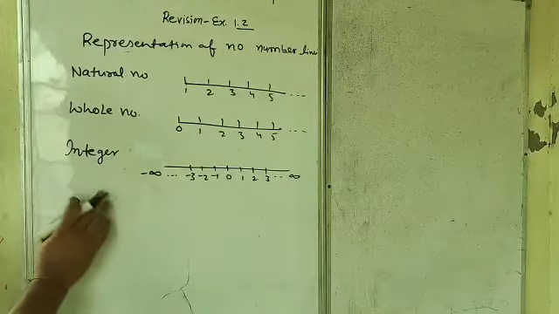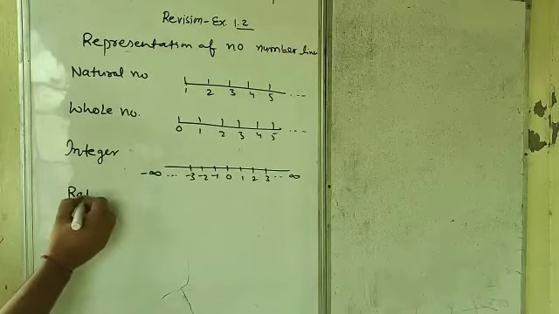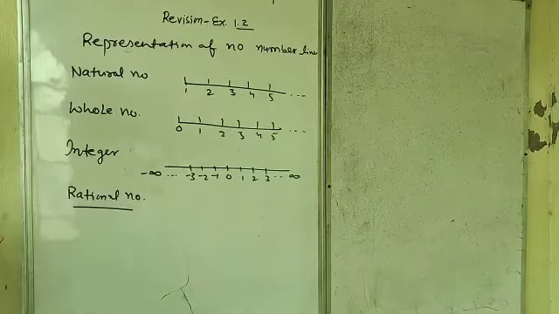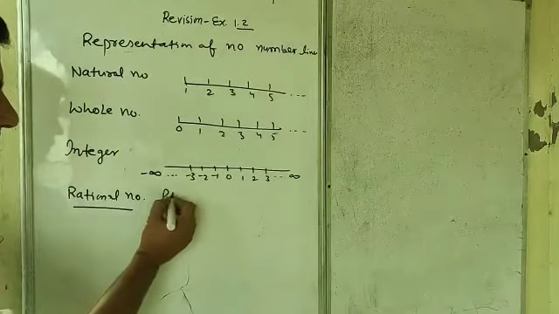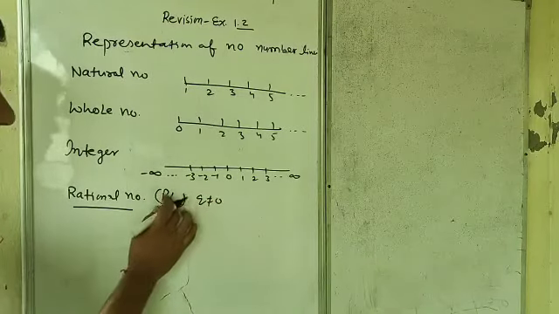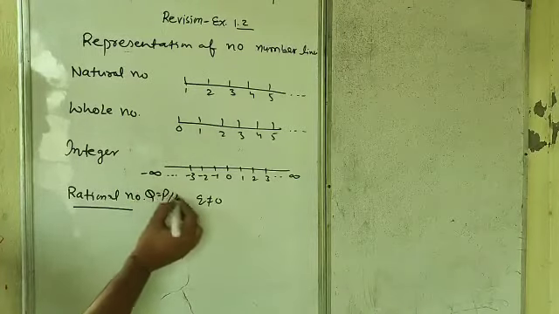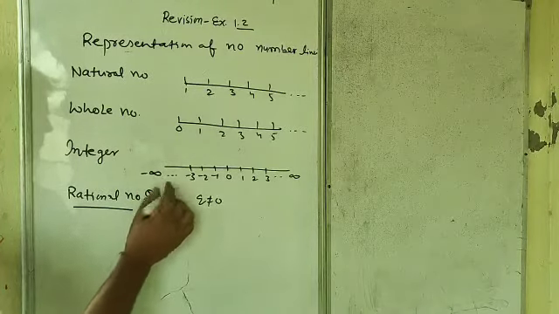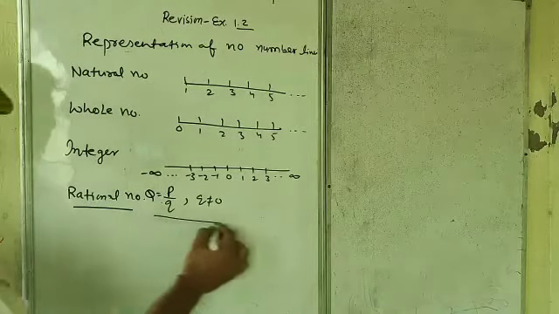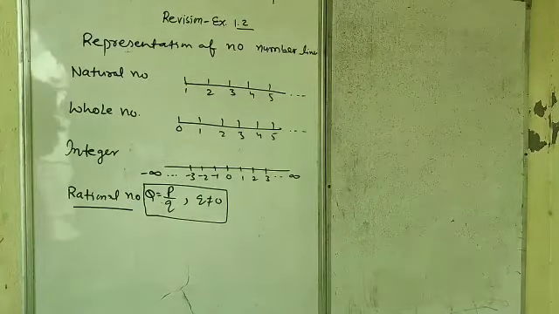Now, how to represent the rational number. So what are rational numbers, where do they lie? Rational numbers are the numbers which are in the form of p by q, where q should not be equal to 0. The rational number is represented by capital Q and it is in the form of p by q, where q should not be equal to 0. So these can also be represented on the number line.